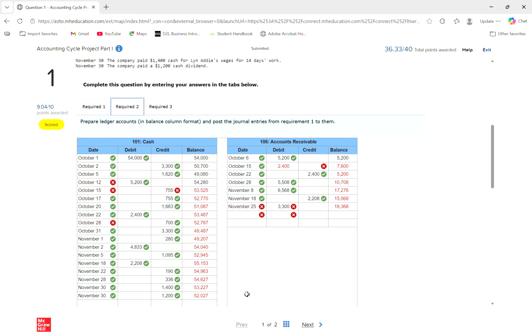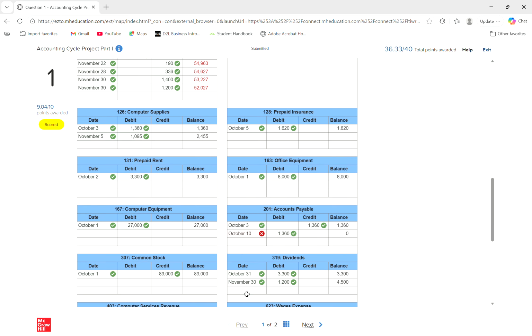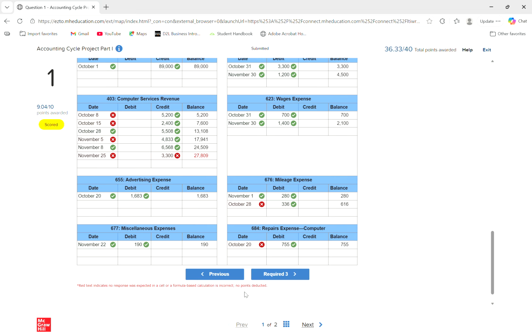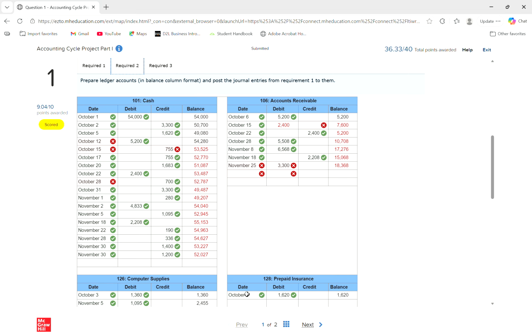After journalizing the transactions, I posted each entry to the ledger accounts in balanced column format. Posting allows me to organize transactions by account instead of by date. This helps determine the running balance of each account, such as cash, accounts receivable, supplies, equipment, accounts payable, and revenue. During this step, I initially made a mistake in the cash ledger by overlooking a credit entry, which caused the running balance to be incorrect. After reviewing each entry carefully and recalculating, I corrected the balance.